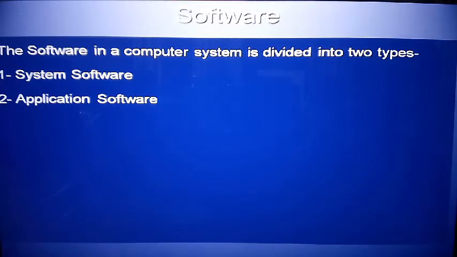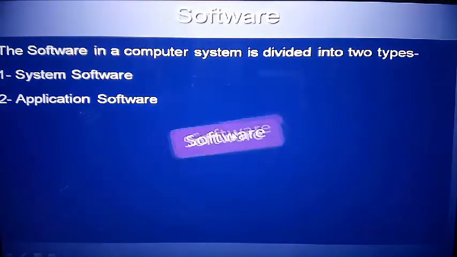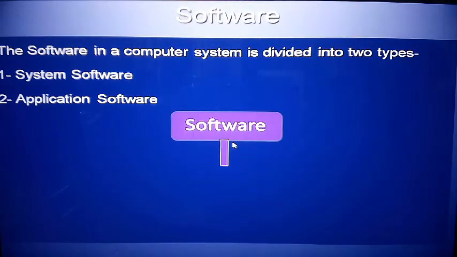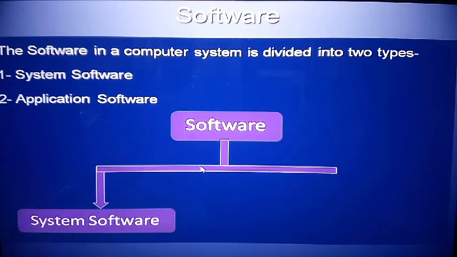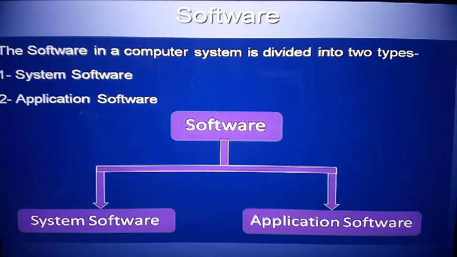But here I want to discuss how many types of software there are. Software is divided into system software and application software.